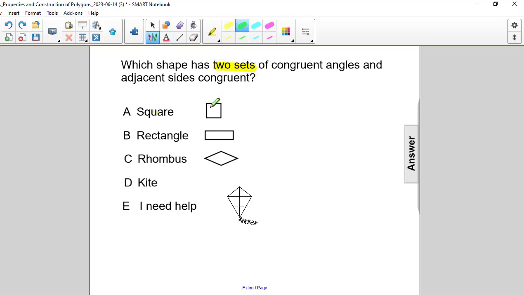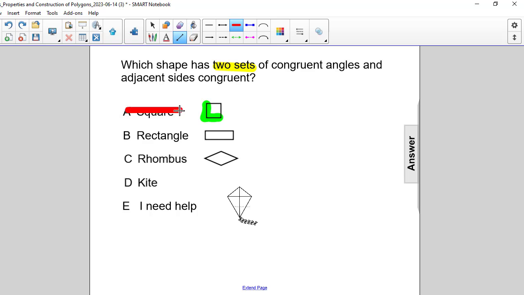So here we have a square, and here is one side and another side that's adjacent to it. And it is true that those two sides are congruent. However, with a square, there's only one measurement for the angles. All the angles are 90 degrees. So there's only one set of congruent angles. They're all 90. We're not talking about a pair, we're talking about a set. So there's only one number, 90 degrees, for this one, this one, this one, and this one. So there's not two unique sets. We can eliminate square as a possibility.